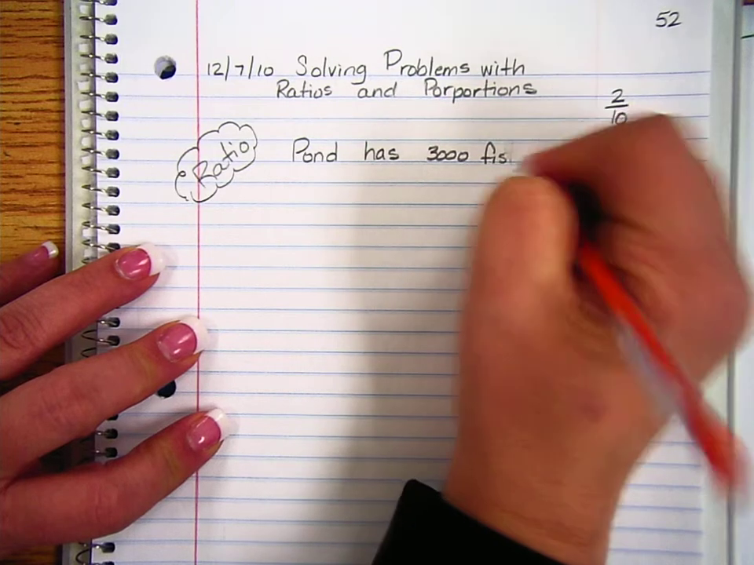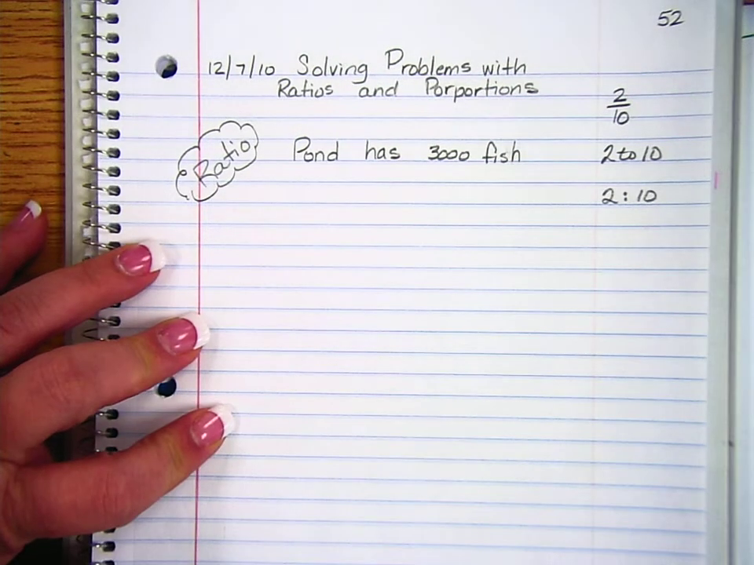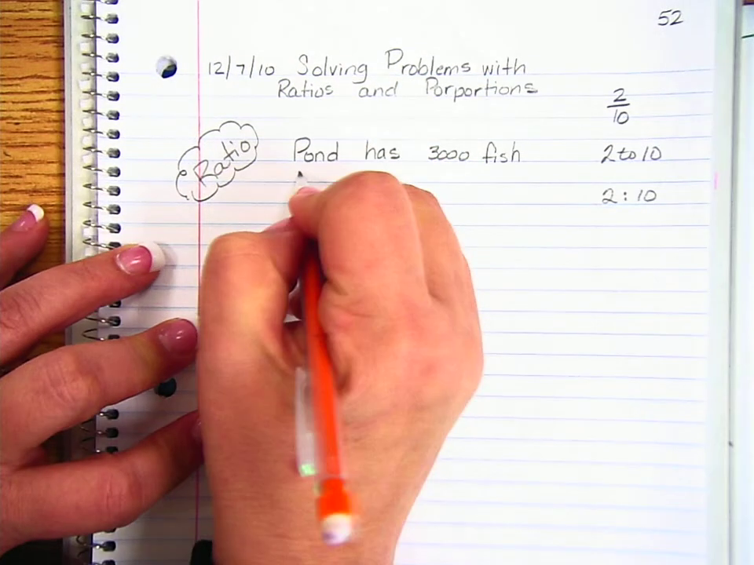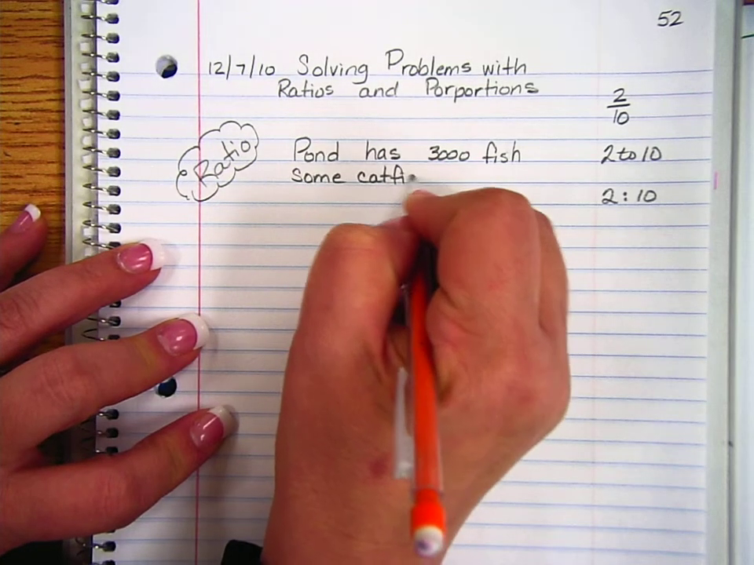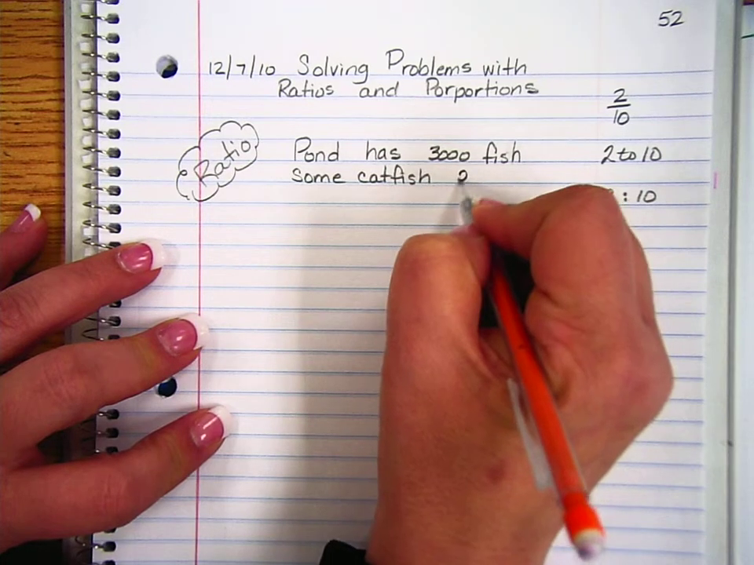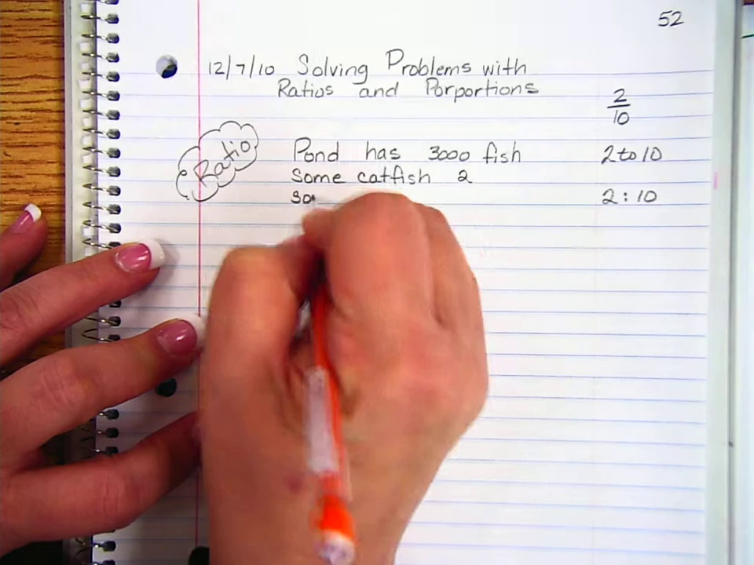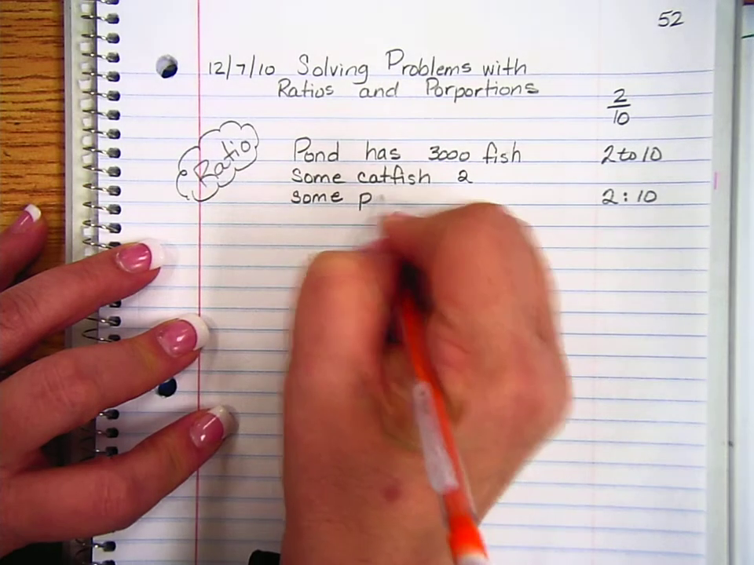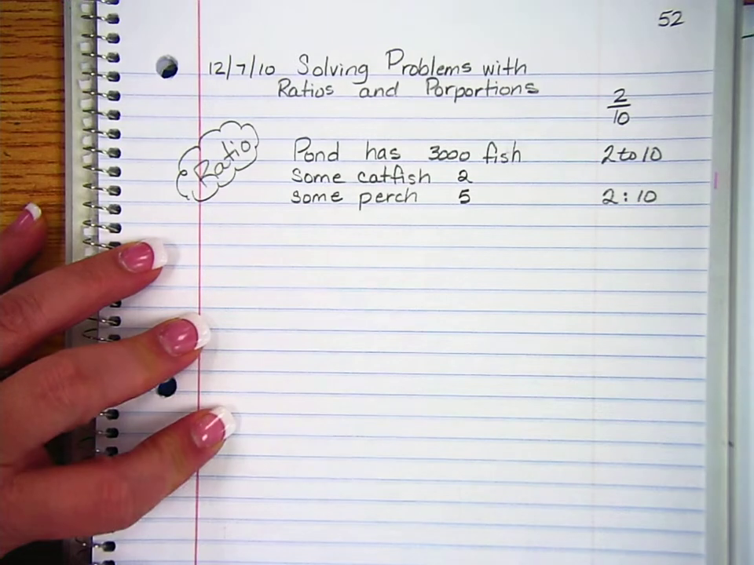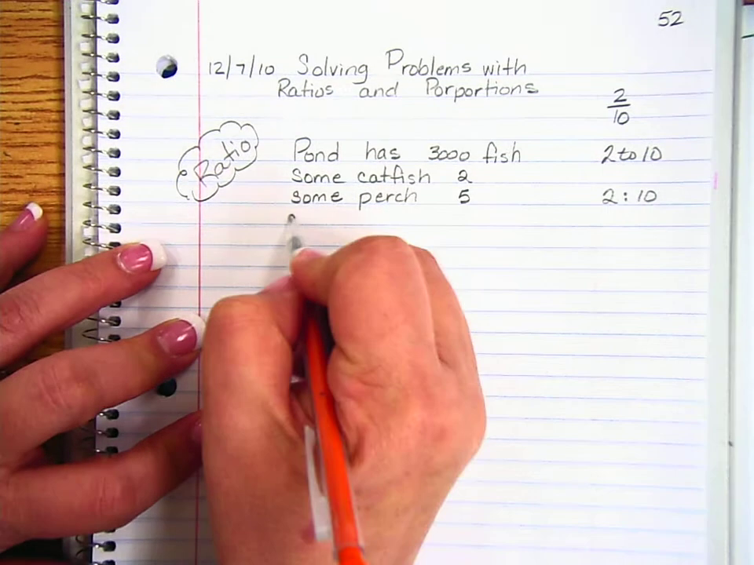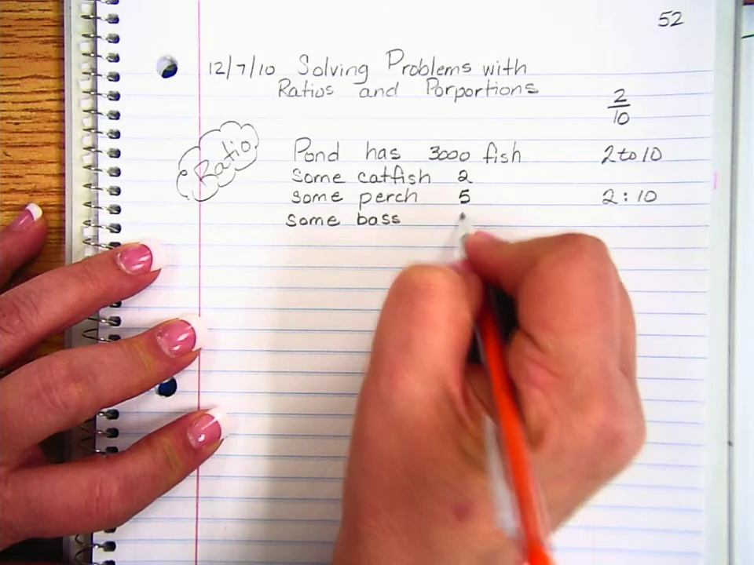Okay. Somebody goes and gets a dip net, scoops up a whole bunch of fish, and what they find in their net is they have some catfish. In fact, they have 2 catfish. Then they have some perch. They count them and they have 5. And they also have some bass. They count them and there are 3.